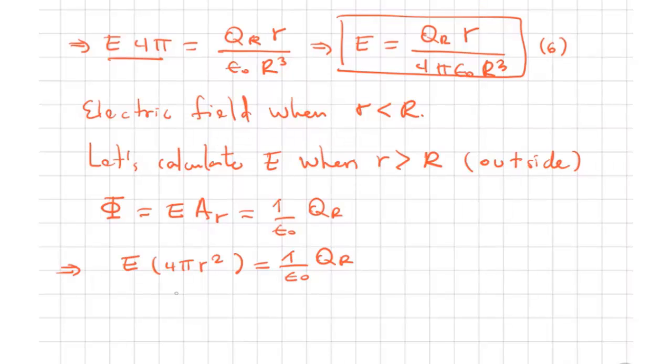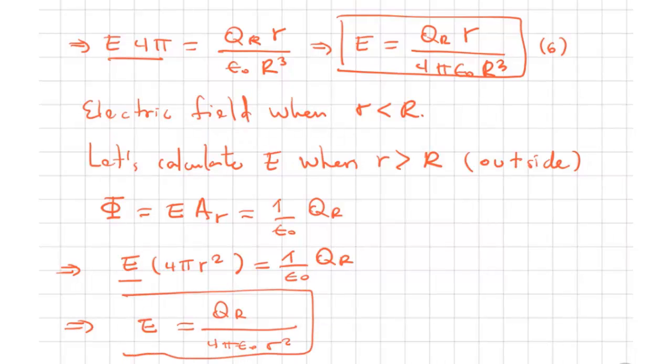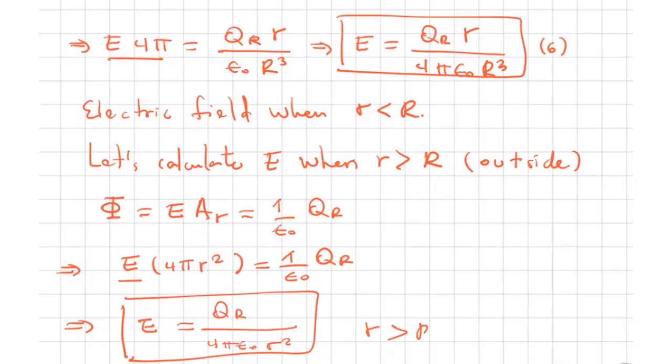And we clear the electric field, and the result is E equal to QR divided by 4π epsilon 0 r squared. And this is the electric field when r is greater than the radius of the sphere.